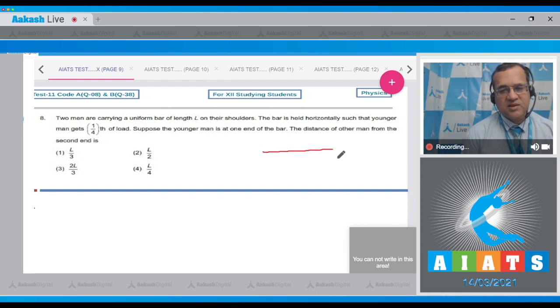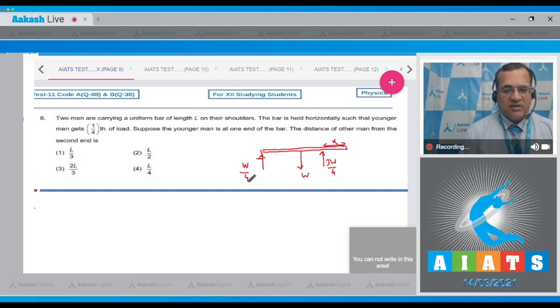Now dear student, this is the beam with a load of W and length L. One man is keeping the beam horizontal by exerting a force, which is given as W by 4. Now we are asked: from this end, what should be the location of the second man, who is carrying the rest of the load, which will equal 3W by 4? You have to find the distance x such that this beam is horizontal.